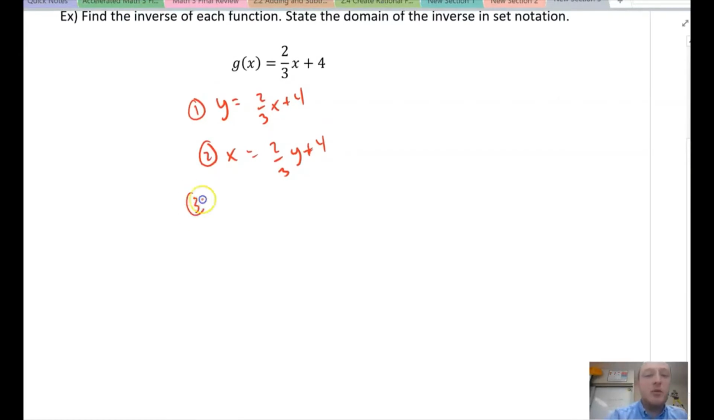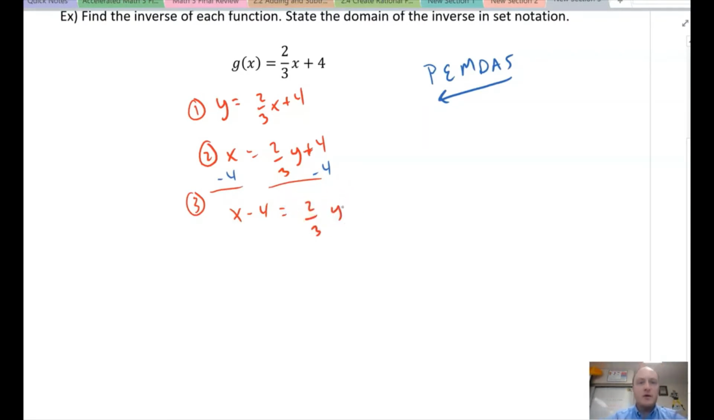Step 3, now we want to solve for y. If you ever get stuck here, if you ever forget how to isolate y, you're doing order of operations in reverse order. So we're going to undo addition, subtraction. We get x minus 4 is equal to 2/3 y. Now I want to isolate my y. So we'll multiply both sides by the reciprocal of the fraction. That's how you cancel fractions. I'm undoing division, so I multiply. I'm undoing multiplication, so I divide.